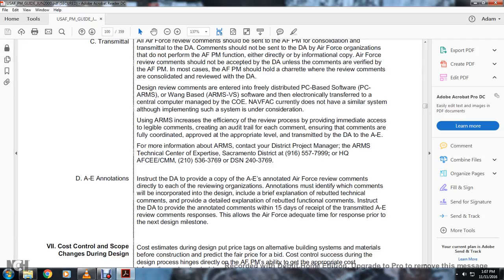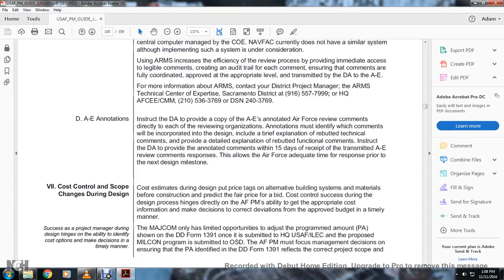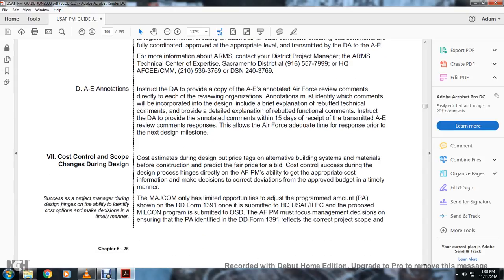DA, A&E, architectural engineering and instructions. The DA provides the A&E with the Air Force reviewed comments directly from each of the reviewing organizations, identifying which comments are incorporated into the design, including a brief explanation, and a rebuttal for technical comments and for functional comments. The DA provides the audited comments within 50 days of receipt of the transmitted A&E review comments response. This allows the Air Force adequate time to respond before the next review during the design phase.